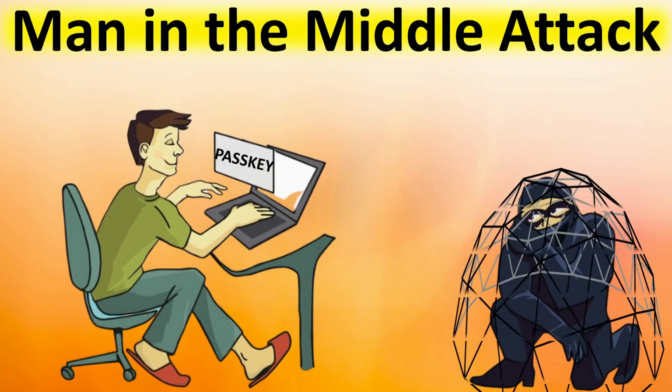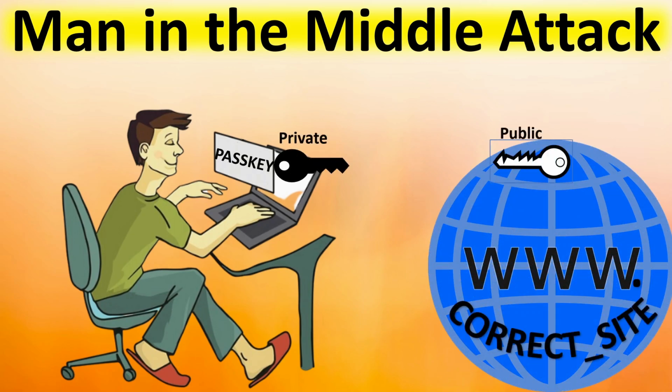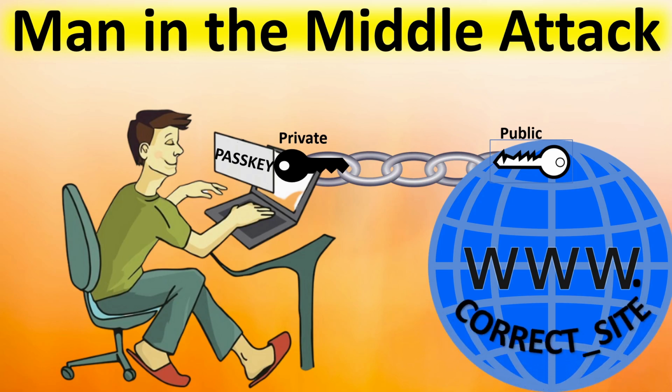Passkeys prevent this exploit because they use something called a public-private key pair. The private key is stored on the device and never leaves the device. The public key is registered with the service provider, and only the private key and public key can communicate with each other to make sure you're always logging on to the correct site.